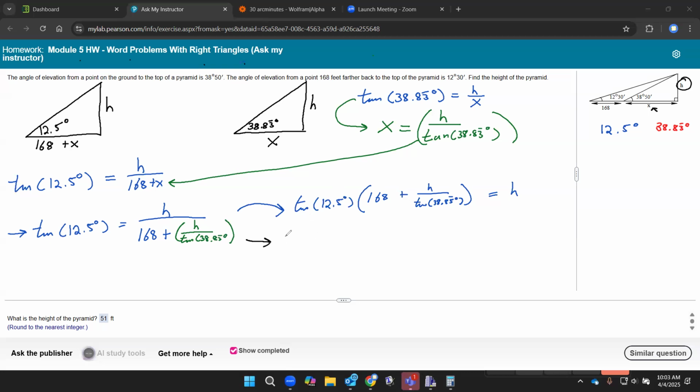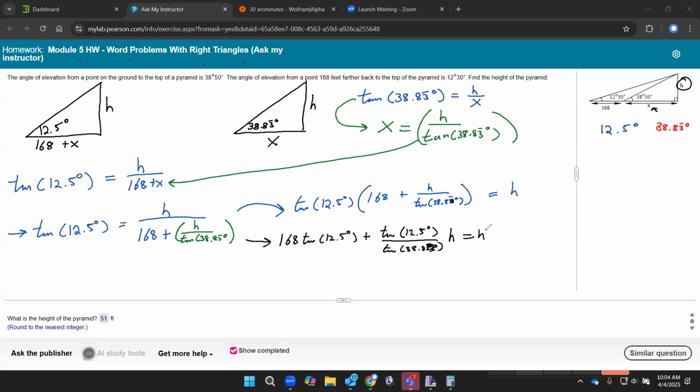Okay. So this would be 168 times the tangent of 12.5 degrees. And then this is going to be the tangent of 12.5 degrees divided by the tangent of 38.83 repeating. This was supposed to be a 3 way back somewhere in this problem. And then there's an h there, and that equals h. Okay, so here comes the next step.